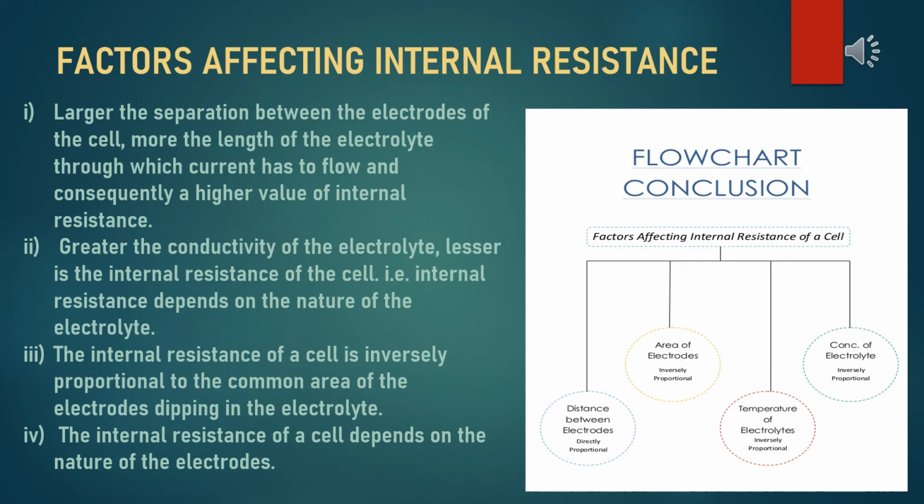In a flowchart version also I have given. Factors affecting internal resistance of a cell. See, distance between electrodes, area of electrodes, temperature of electrolytes, and concentration of electrolytes. So that easily you can write. If a 3 marks question comes, you have to write down all 4 points. But if a 2 marks or 1 mark question comes, then you can show only this flow chart.